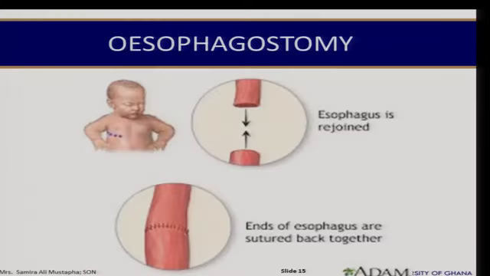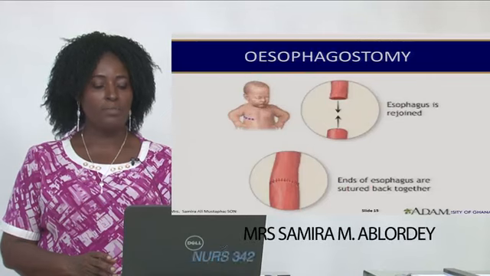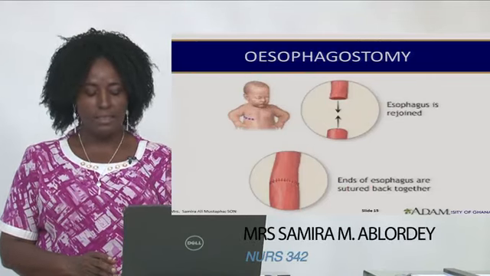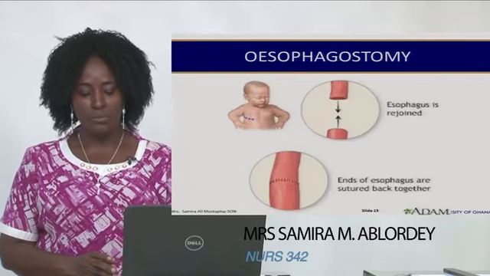So here is a child. You see here, once again, the esophagus is joined, and then the ends of the esophagus are sutured together. This can be done. The surgery is performed through incisions on the chest, as you can see, and not that we cut the throat of the child.